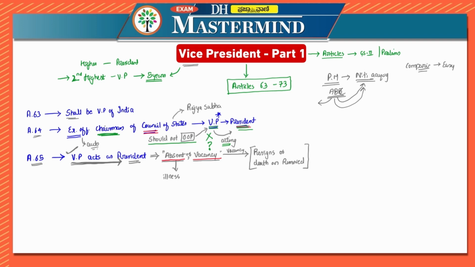So we have discussed three important articles. In the next part, part 2, we'll discuss a few more articles, because there are articles from 63 to 73. Now we have finished only three.